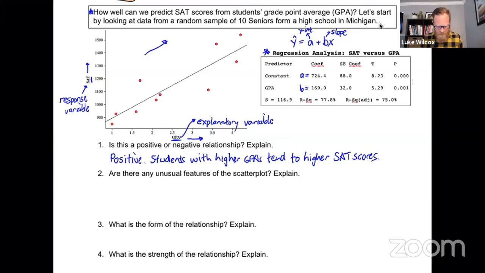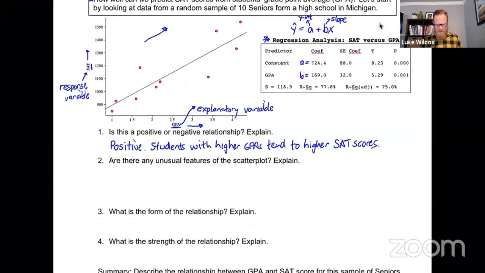It says, are there any unusual features of the scatter plot? So now we're just looking at the dots that are in the scatter plot there and trying to see if any of them look like they're sort of out of place. And of any of the values that I see there, I am a little bit worried about this value right here. That would be the student that had a GPA of about maybe 3.4. That seems to be pretty far away from that line of best fit. And so I'm going to go ahead and call that an outlier.